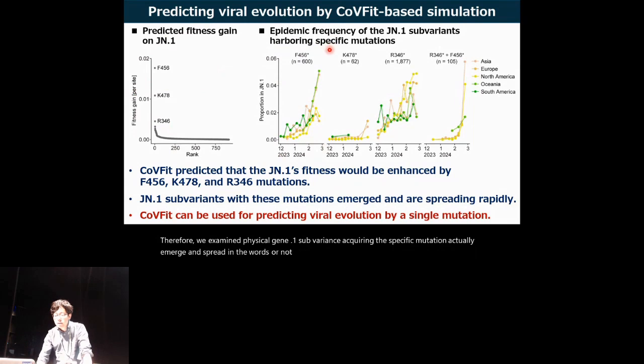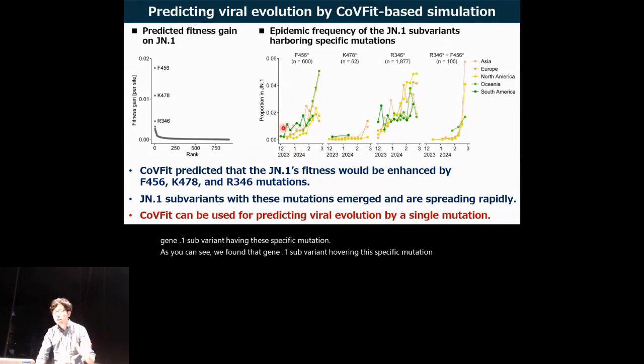And this is the result. The x-axis indicates the date, and the y-axis indicates the proportion of each JN.1 subvariant. And each panel indicates a JN.1 subvariant harboring a specific mutation. As you can see, we found that JN.1 subvariants harboring these specific mutations actually emerged and then spread rapidly. This result suggests that COPFIT can be used for prediction of virus evolution by a single amino acid mutation.